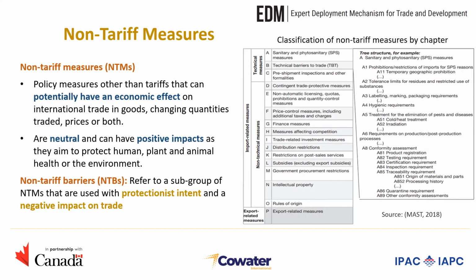Non-tariff measures can be classified under different groups, as provided here. Besides the most common non-tariff measures, such as SPS and TBT, the first two groups that we will discuss shortly, there are also measures related to inspection, price control, distribution, subsidies, and rules of origin, as you can see here, which are also considered NTMs. A specific group of NTMs that have negative impacts on trade are referred to as non-tariff barriers.